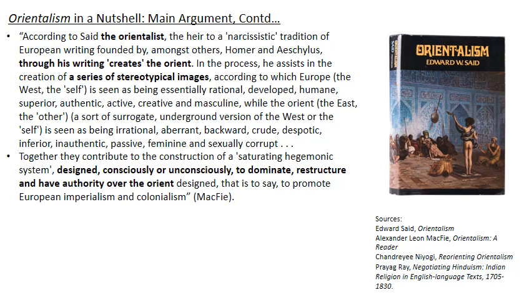Together, they contribute to the construction of a saturating hegemonic system designed consciously or unconsciously to dominate, restructure, and have authority over the Orient, designed, that is to say, to promote European imperialism and colonialism.